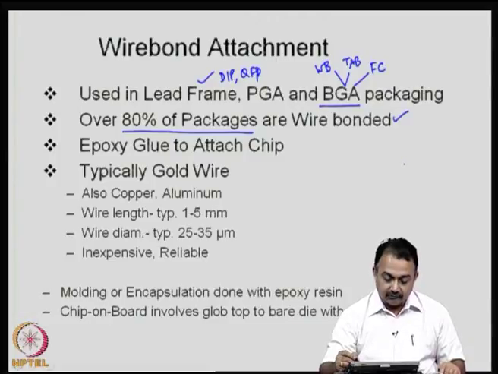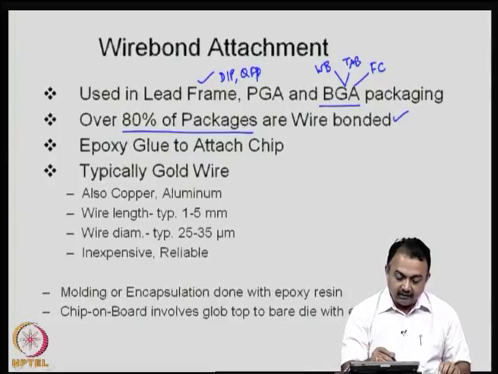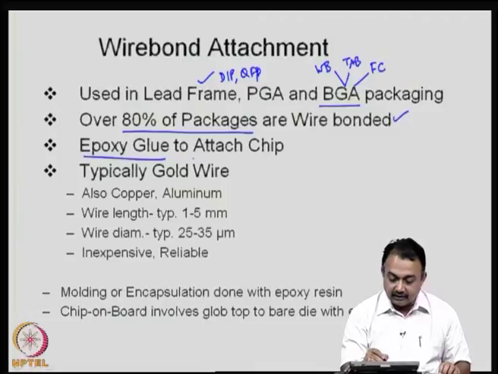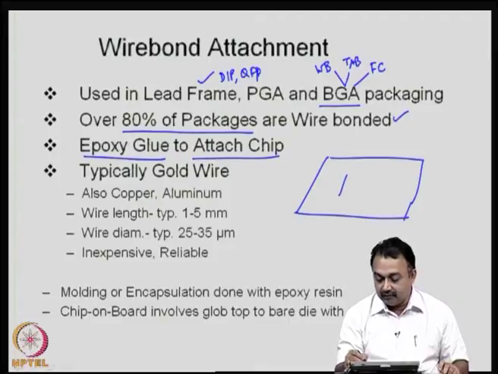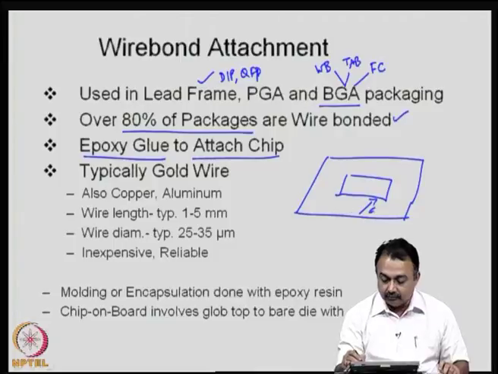less defects. Now, the epoxy glue is used to attach the chip onto the substrate. So, as you know, if you take a substrate, the first process of bonding the die to the substrate is by using a glue. Only then the wire bonding takes place, and after that comes the encapsulation.